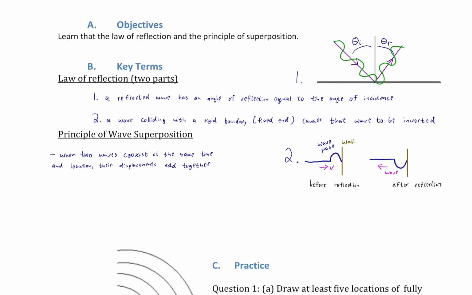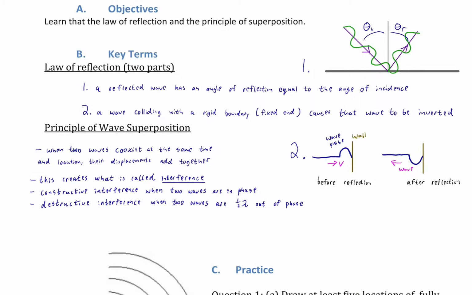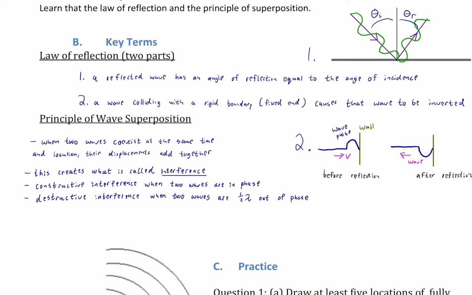And a couple of clarifying points about wave superposition. This creates what is called interference. Constructive interference is when two waves are in phase, and destructive interference is when the two waves are half a wavelength out of phase. So it's important to mention interference because that's usually what we refer to when we talk about waves coexisting.